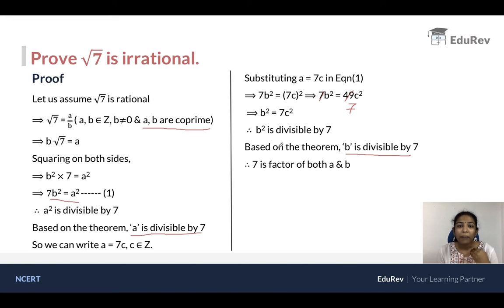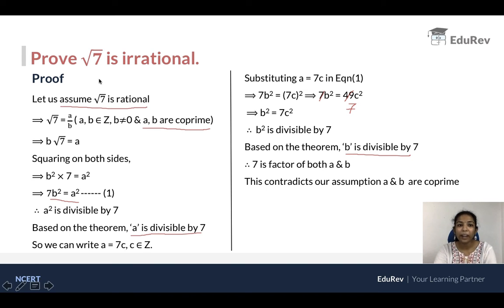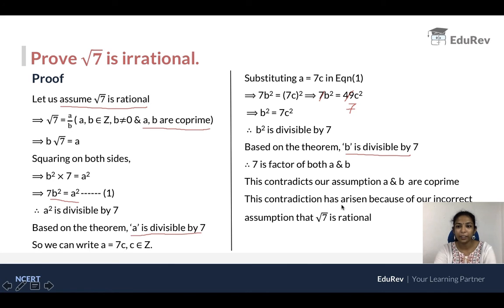So our assumption itself became wrong, even though our procedure is not wrong. All the steps that we have done in the procedure are right. But the conclusion that we are getting is completely contrary to our assumption. This is happening only because the statement that we have assumed, root 7 is rational, is wrong. So now I can conclude that root 7 is irrational.